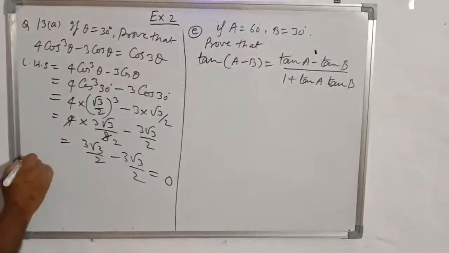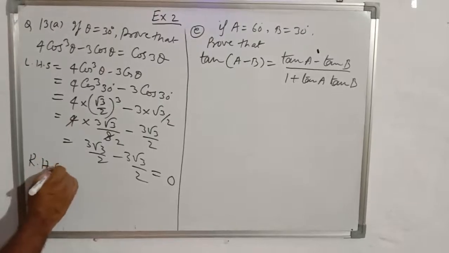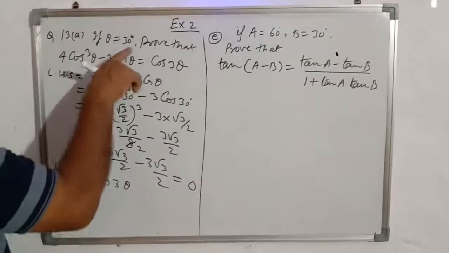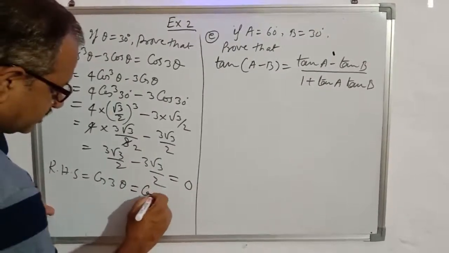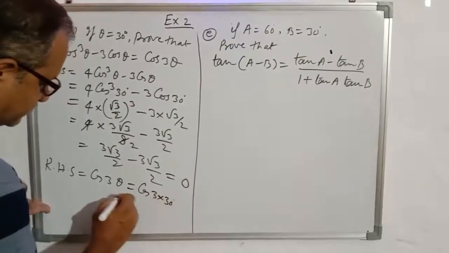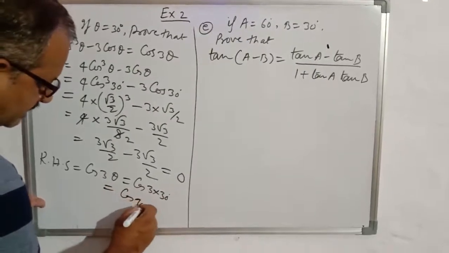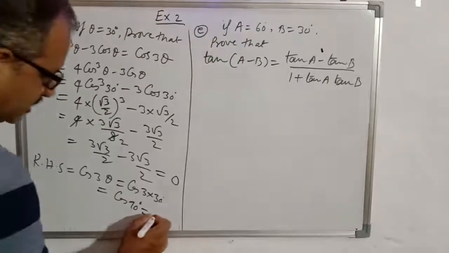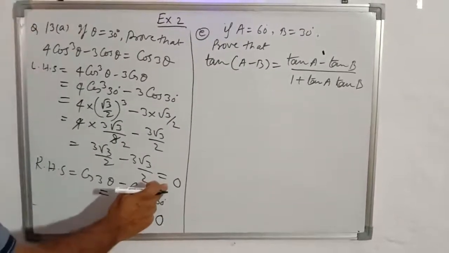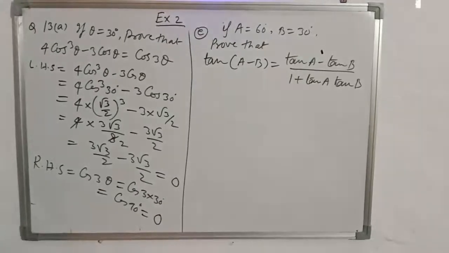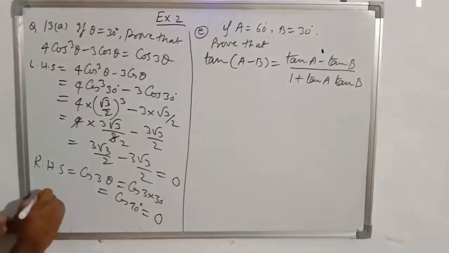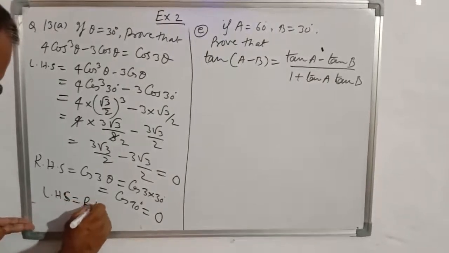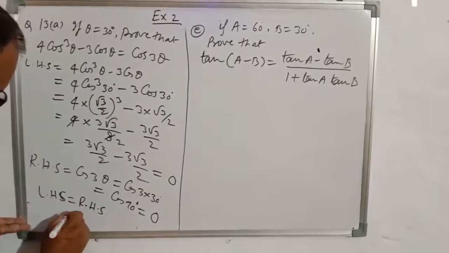Now take the right hand side. The right hand side is cos 3 theta. Again put theta as 30 degree. So cos 3 into 30 means cos 90 degree. And the value of cos 90 from the table is 0. So the left side value and right side value both are coming equal. Hence it is proved. So write LHS is equal to RHS. Hence proved.